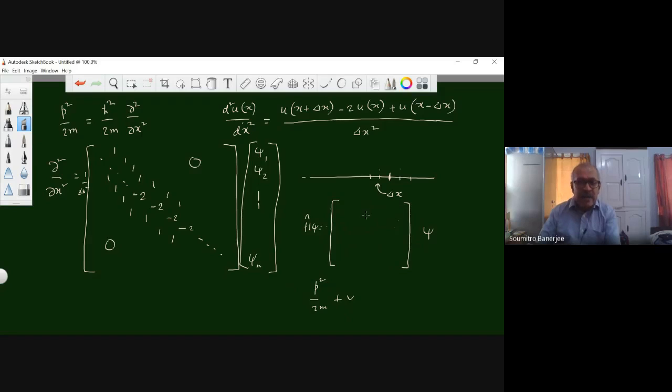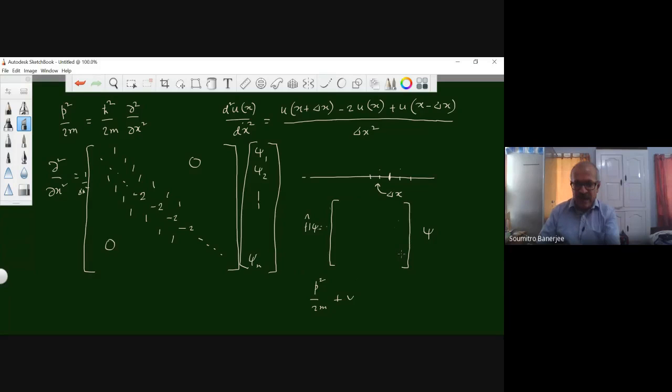So the p square by twice m will contain the h square, sorry, h square will come from. My point is just this: that there is some constant multiplied, and this matrix for the del 2 del x2 term is like this. Plus there will be the V term, which will have the diagonal term filled up. So effectively, because you know how to add square matrices, you will be able to write down the Hamiltonian as a square matrix.